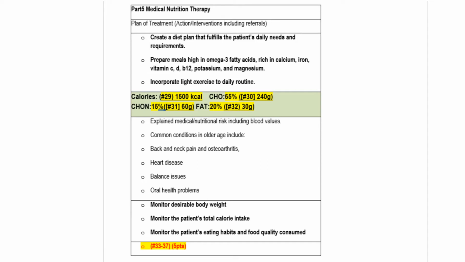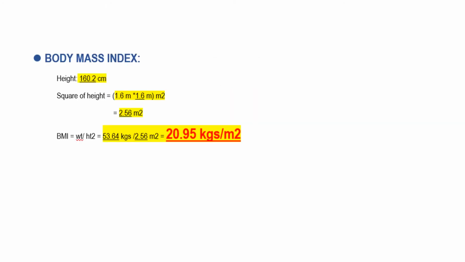quality consumed. The body mass index of the patient is calculated first by getting the patient's height in meters, which is 1.6 meters. Then squaring it, we will get 2.56 meters squared. We then take their weight in kilograms and divide it by the product. So it will be 53.64 kilograms over 2.56 meters squared. And the result is 20.95 kilograms per meter squared, which is the BMI of the patient.